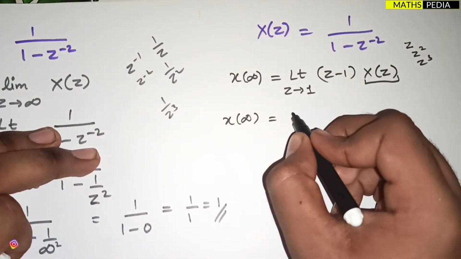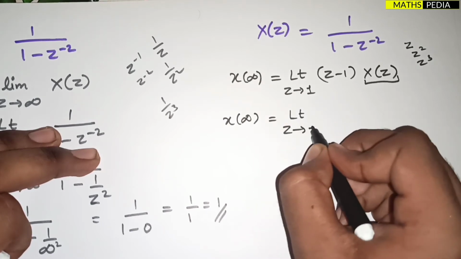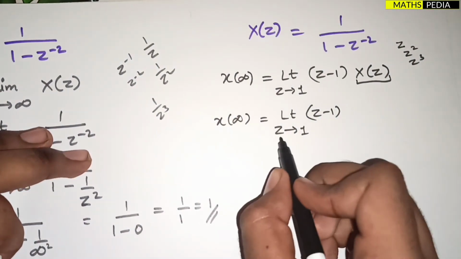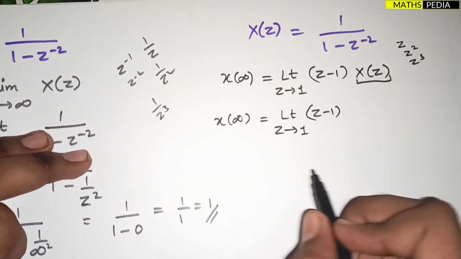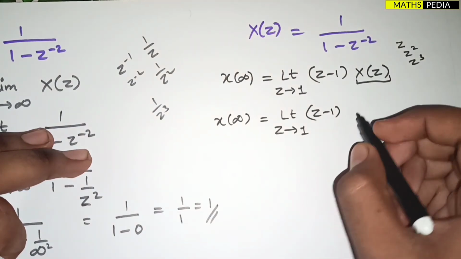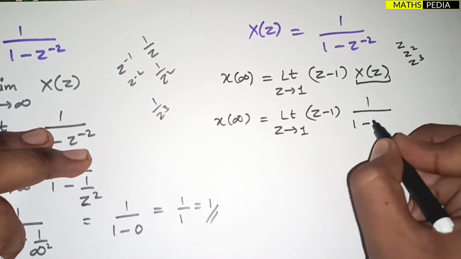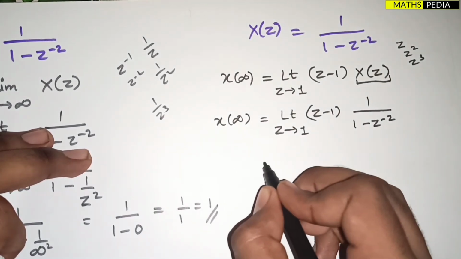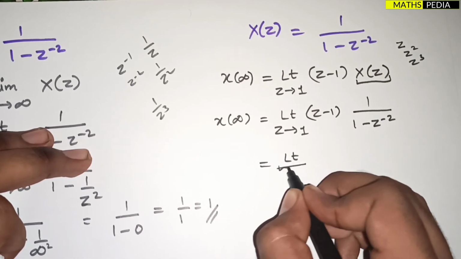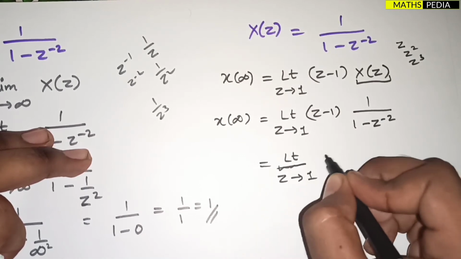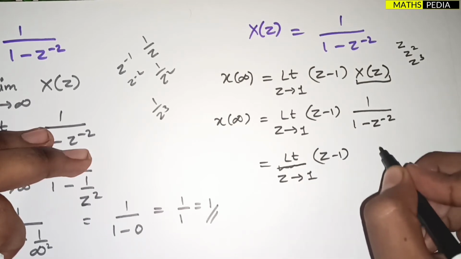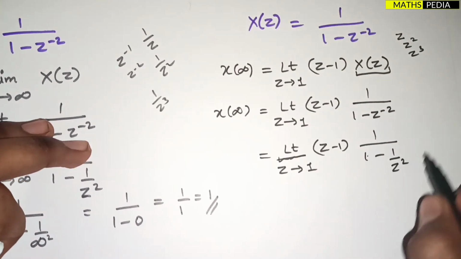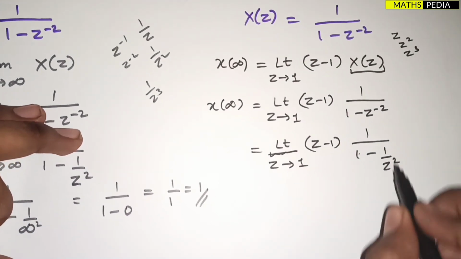Okay, so for that, let us first write this one. Z tends to 1, z minus 1 into, z minus 1 is there. Okay, don't forget that. Here the z tends to what? 1. There it was infinity. Here x of z will be 1 by 1 minus z power minus 2. So in order to bring it in positive power, I can just write this as limit z tends to 1, z minus 1 into 1 by 1 minus 1 by z power 2. It's the same thing. Z power minus 2, I can write it as 1 by z power 2.